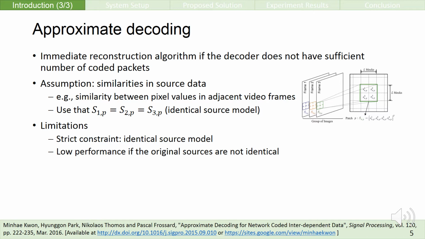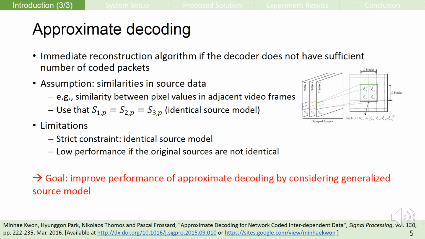For example, in adjacent video frames, the pixels at the same location can be very similar, so approximate decoding uses additional equations derived from the source model. Source data are identical. However, such an identical source model becomes a strict constraint, and if the original sources are not identical, the performance of approximate decoding is significantly degraded.